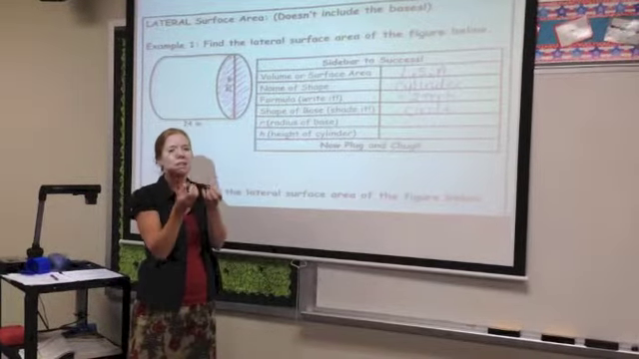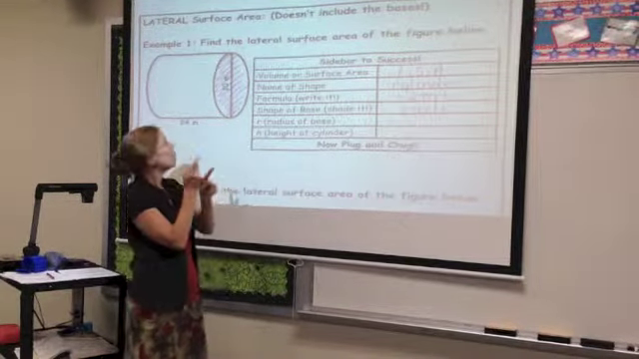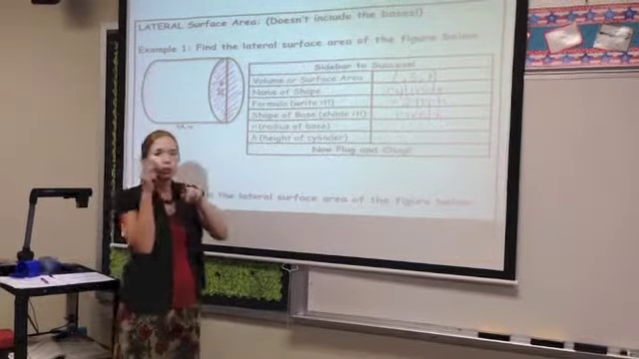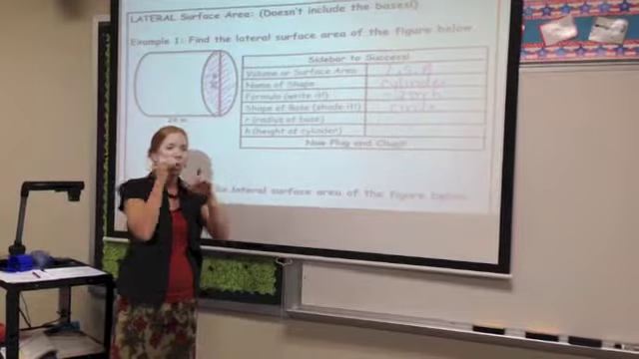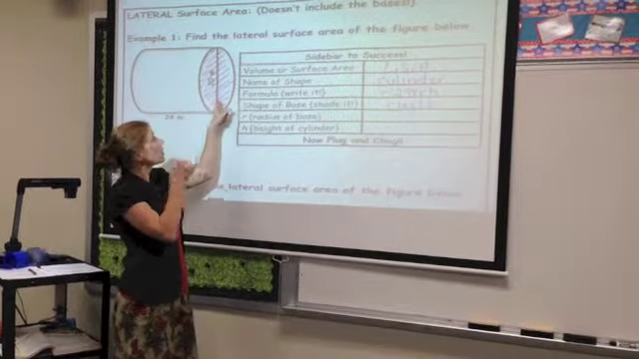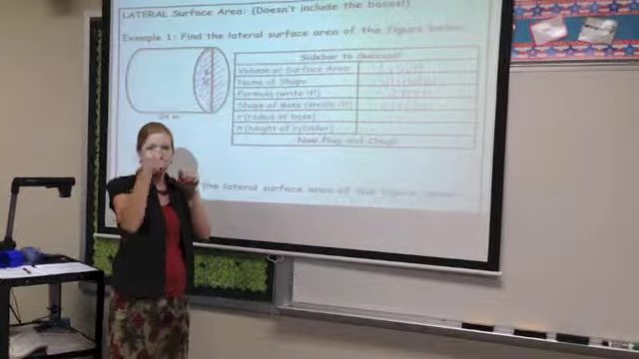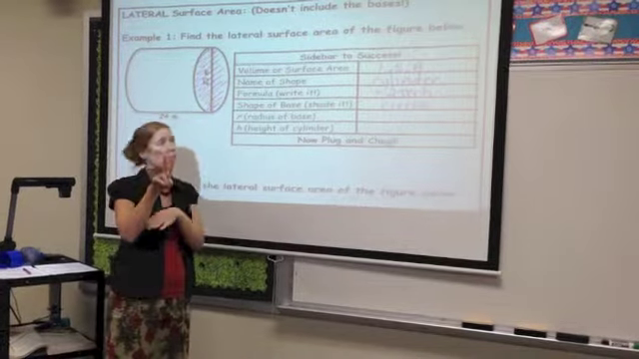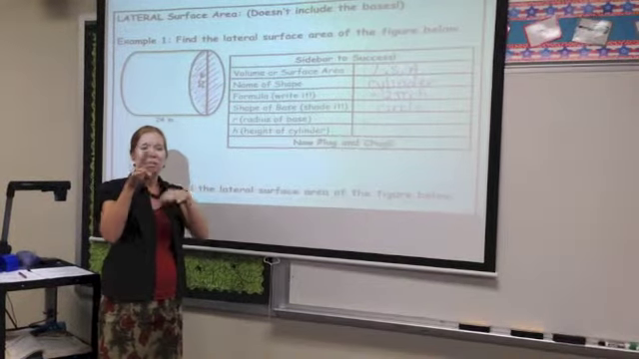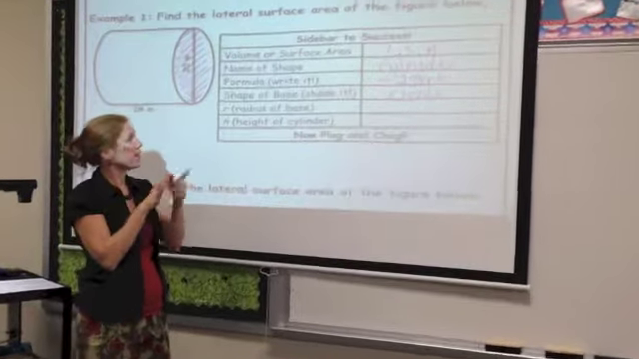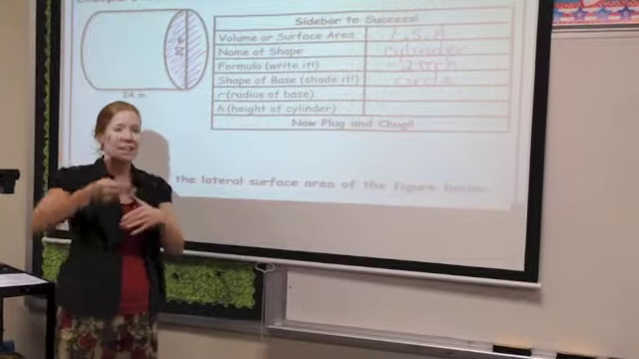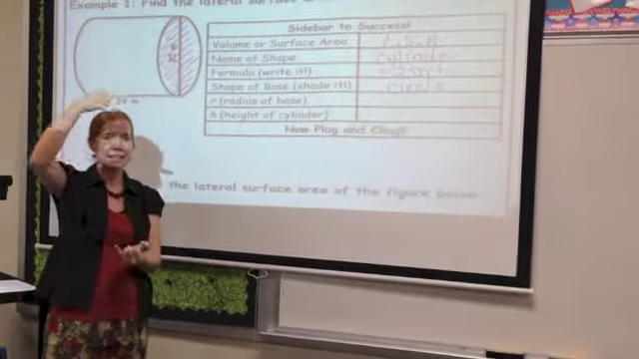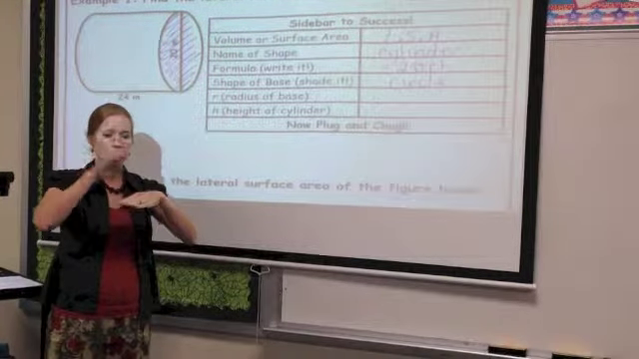Next, I need to put down how much is the radius. Be careful when you look at the picture and determine if that is using the diameter or the radius. This one tells me the diameter, so remember I need to divide by 2. So 20 divided by 2 equals 10. I'm going to put that down. And then my height. Remember, you've already learned that the height is the line that connects the two bases.